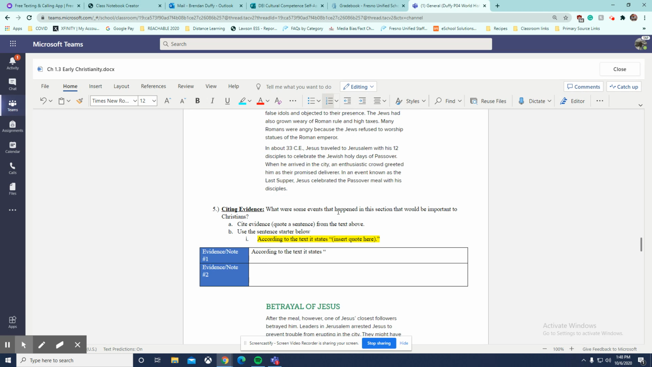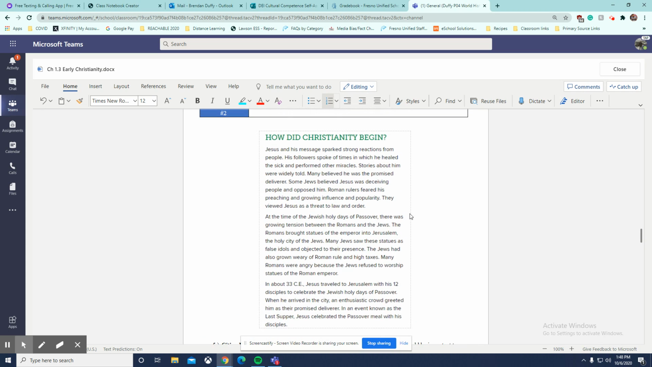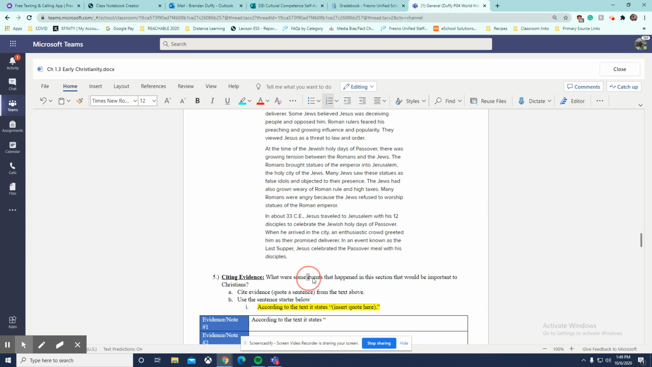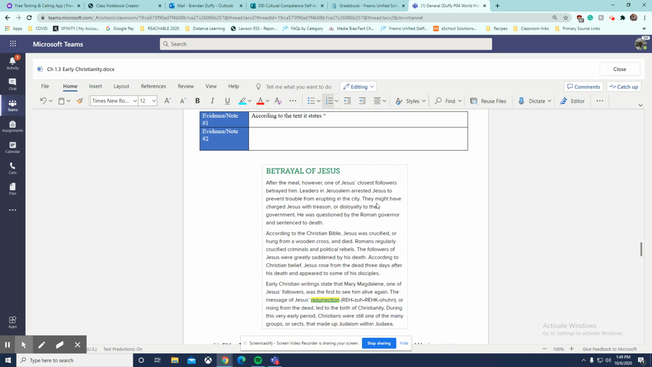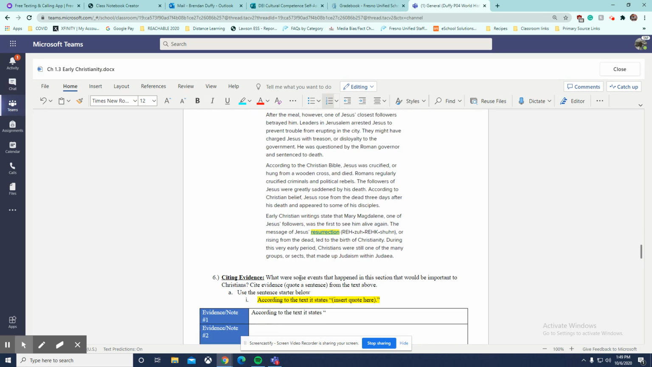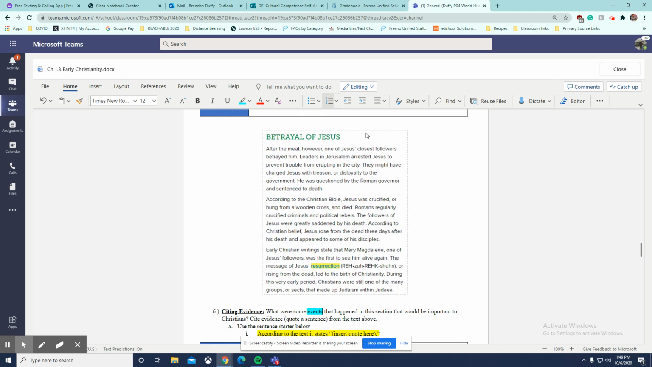Same thing here. What were some events that happened in this section that would be important to Christians? So look through some of the Christian stories that are shown here, and try to find some key events, some events that would matter to Christians. So important things that happen. Betrayal of Jesus, same thing. You're finding some events that would be important to Christians to understand some core beliefs.